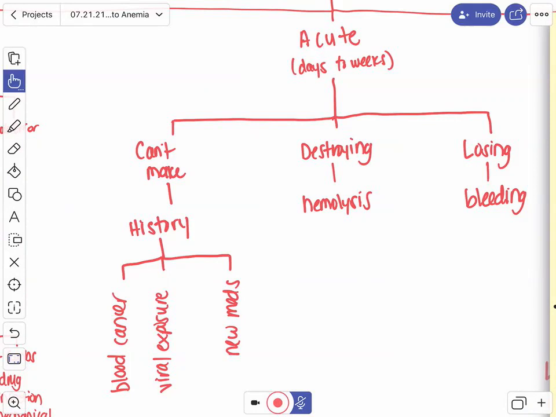For the hemolysis, we've already talked about the workup for that. Your first question is schistocytes, yes or no, and then you go down your autoimmune pathway. And then for bleeding, obviously we know it's a clinical story and your exam that will tell you if they're bleeding. Questions on acute anemia workup?